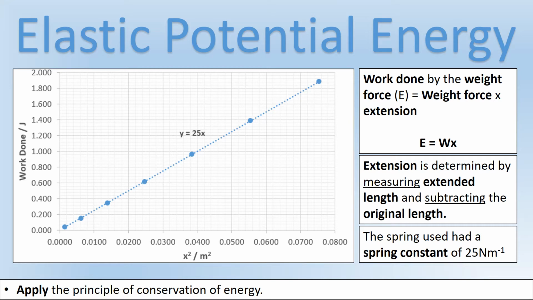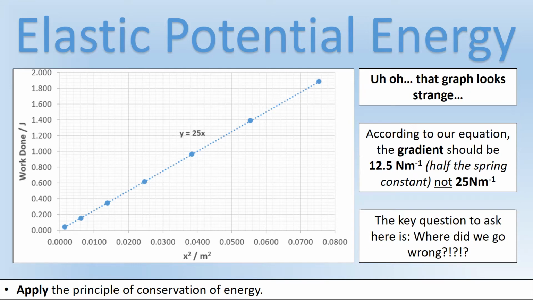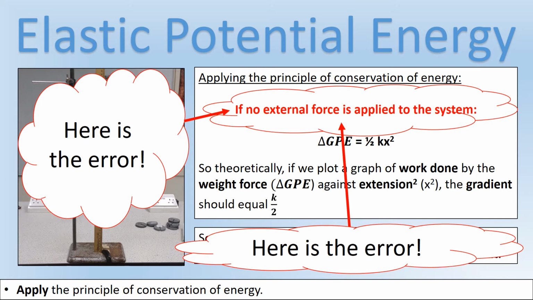On the previous slide, we saw the gradient of this graph should be half k, but we can clearly see that the gradient is just equal to k, so something is not going right here. So the key question is, where have we gone wrong? Well, I can show you. Let me bring back an earlier slide. Just to make it really obvious, this is where it's gone wrong. You hopefully can't miss that.